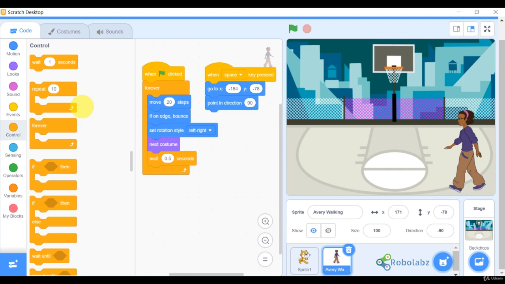There are two types of loops we have discussed now: the repeat loop and the forever loop. In any kind of programming, you will find these kinds of loops. One will be a defined loop, where you have a number of steps. You will define that this will happen 20 times, or 30 times. And there are loops which are undefined, which will keep on happening till you want them to stop.